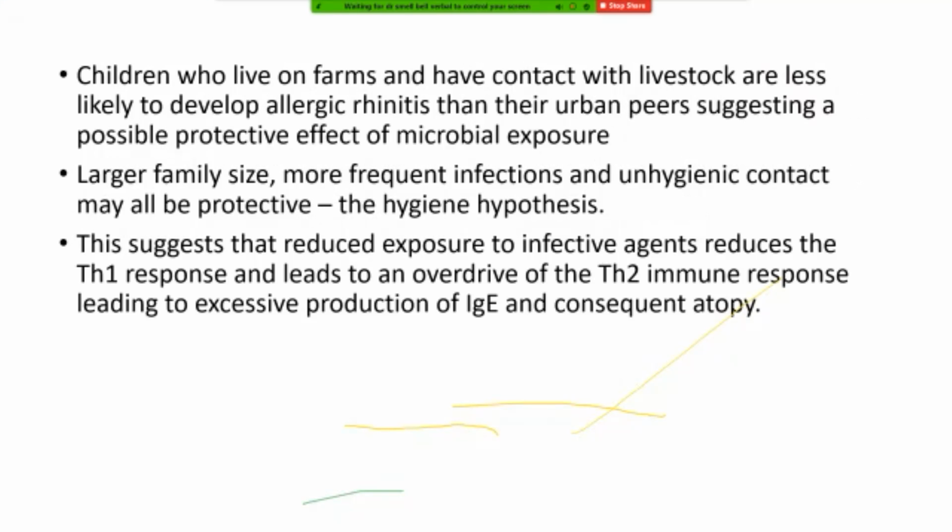Children who live on farms and have contact with livestock are less likely to develop allergic rhinitis than their urban peers, suggesting a possible protective effect of microbial exposure. Larger family size, more frequent infections, and unhygienic contact may all be protective. The hygiene hypothesis suggests that reduced exposure to infective agents reduces the Th1 response and leads to an overdrive of the Th2 immune response, leading to excessive production of IgE and consequent atopy.